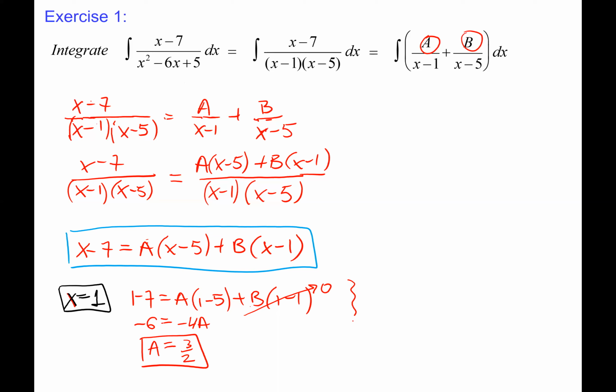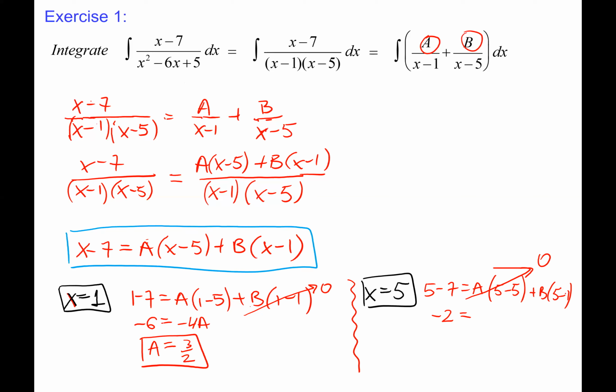We can see how nice and easy. Now, I still have the quantity B. That means I will pick for x 5. Let's substitute 5 into the blue box. 5 minus 7 equals A times 5 minus 5, plus B times 5 minus 1. 5 minus 7 is negative 2, that's 0, and 5 minus 1 is 4B. B is negative half, I divide both sides by 4. Done. This is the way to do it.